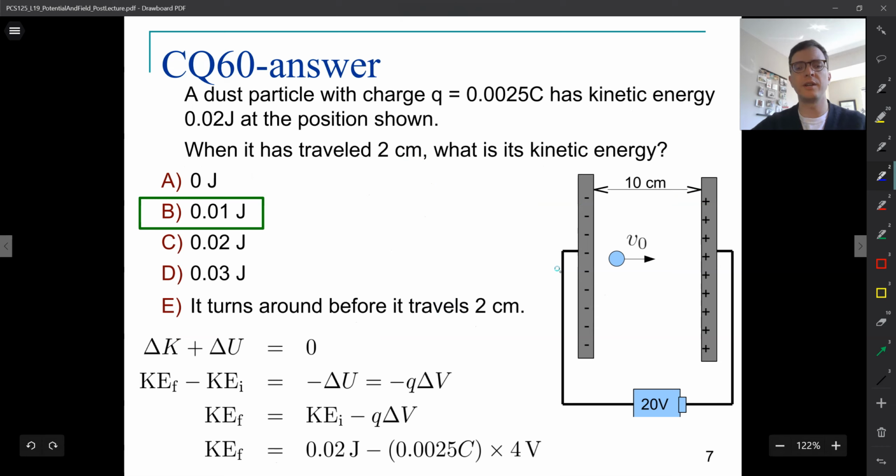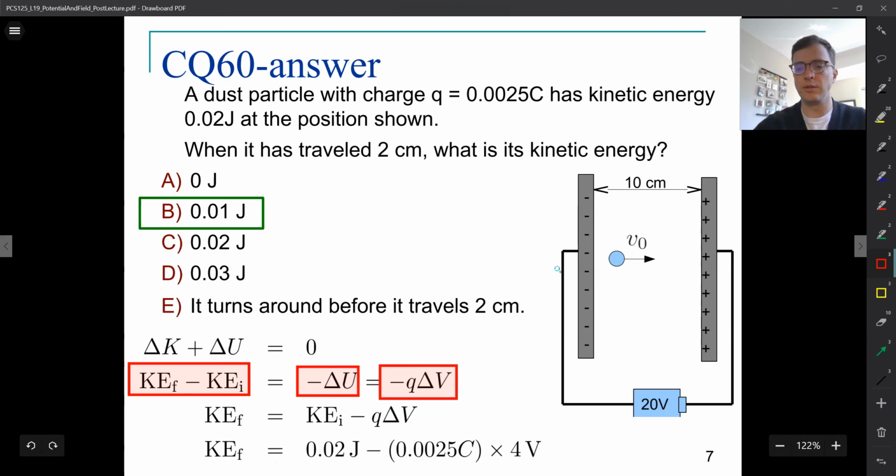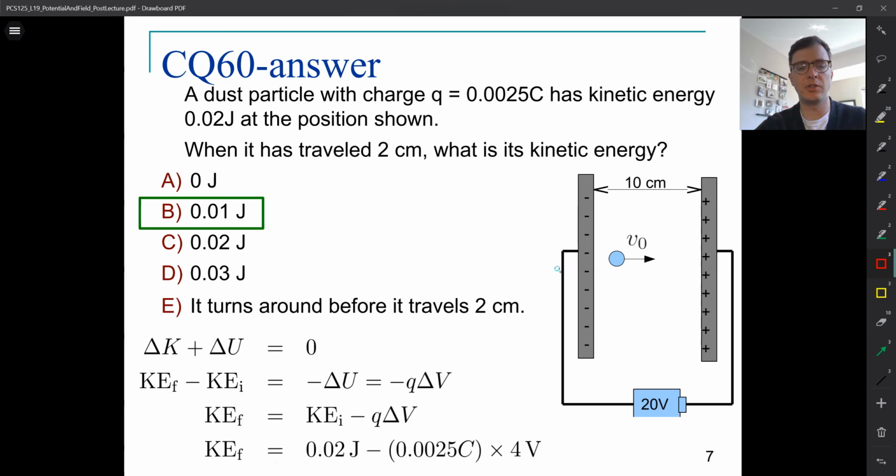Once I know that, I can just use my conservation of energy equation. Delta K plus delta U equals 0. So delta K is minus delta U. Delta K is KE final minus KE initial, which is equal to minus delta U. And delta U is Q delta V. So then my final kinetic energy is my initial kinetic energy minus Q delta V.